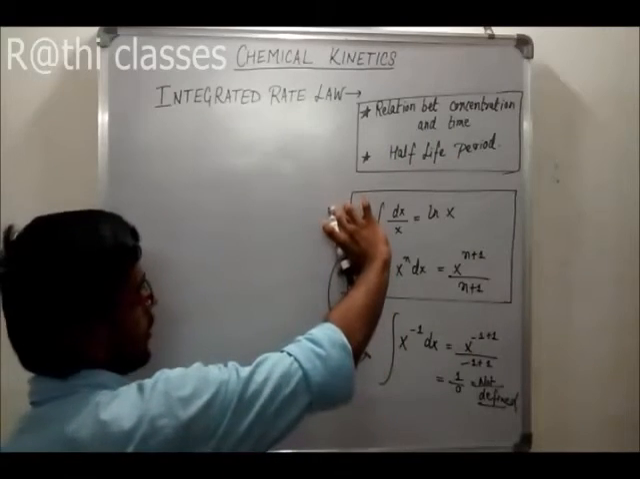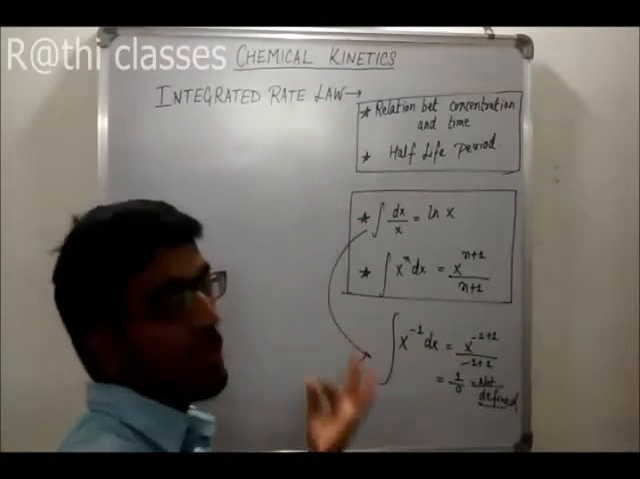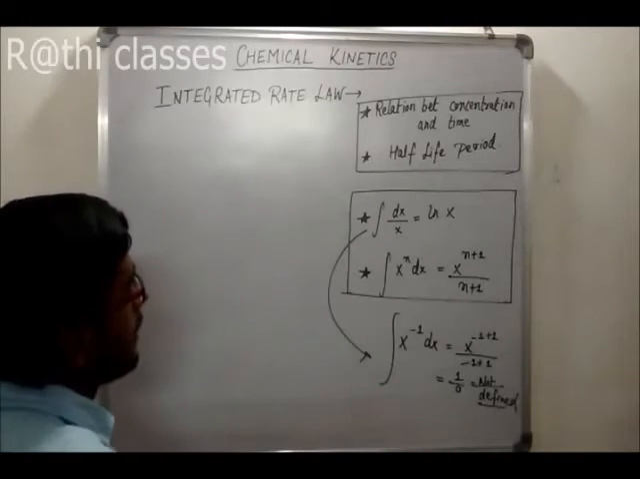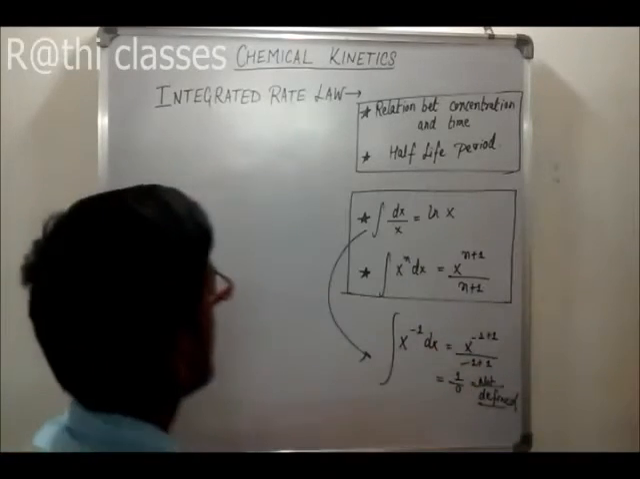Right? So knowing these two formulas, we'll be deriving these two results for the three different kinds of kinetics: zero, first and second order kinetics. And we will also generalize it for nth order kinetics. Right? So let's begin.